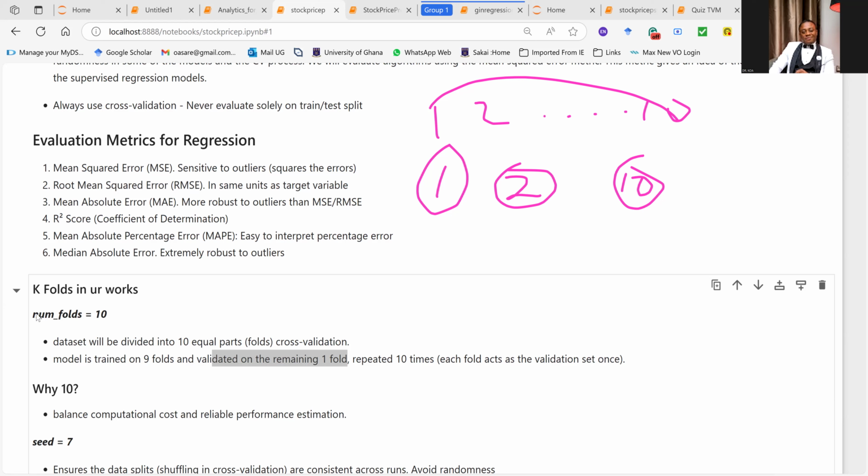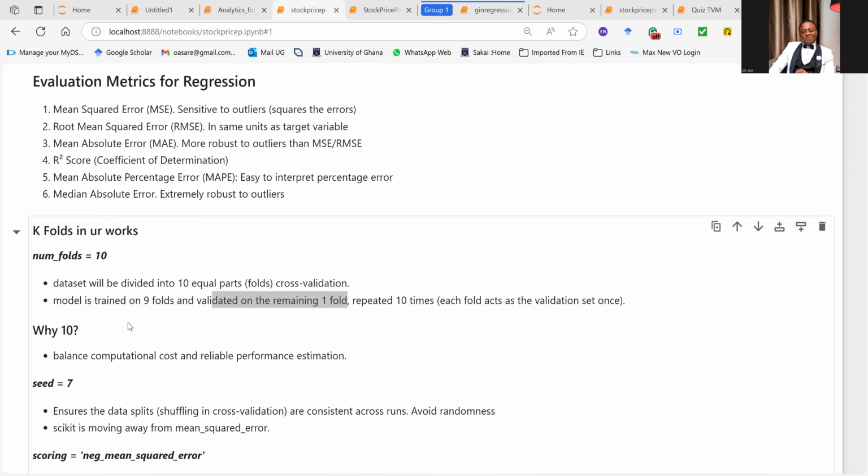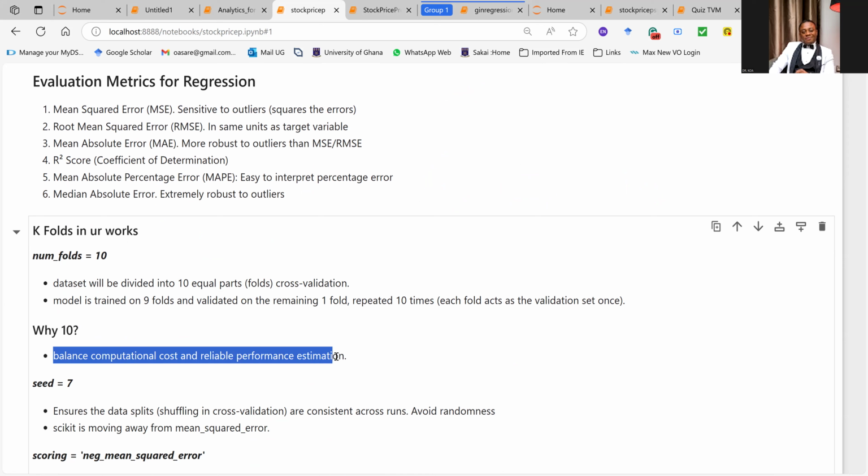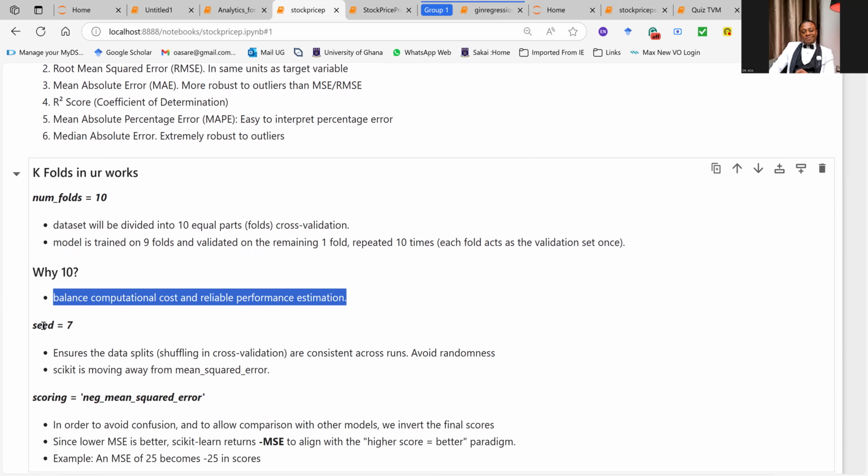That's the whole idea. That's exactly what I mean by the validation. But why do they use 10 times? And here's the point. The 10 will balance the computational cost and it will give a reliable performance estimation. I mean, you would know that when your children are counting, they count 1 to 10 and they pause there. Okay. So that's why we use the 10 in that regard.